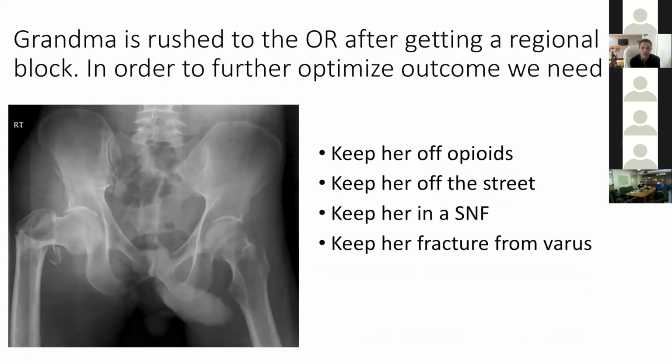Now she is rushed to the operating room after getting a regional block. And you should know, although we don't have a definitive study for that, that fascia iliaca block is becoming the new standard. These patients are getting a fascia iliaca block in the ED to reduce their opioid intake. So she gets this block and is rushed to the operating room. But in order to further optimize her outcome, we need to: A, keep her off opioids, B, keep her off the street, keep her in a surgical nursing facility, or keep her fracture from varus.